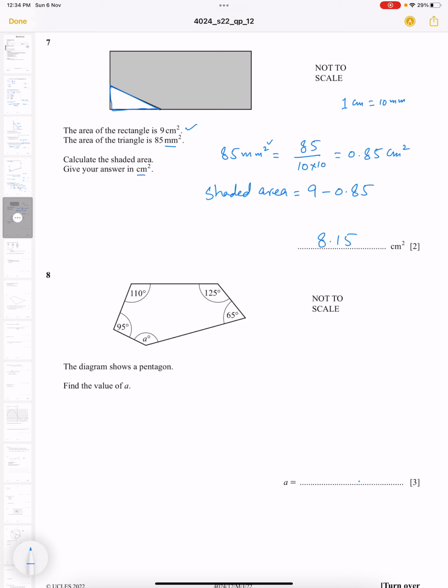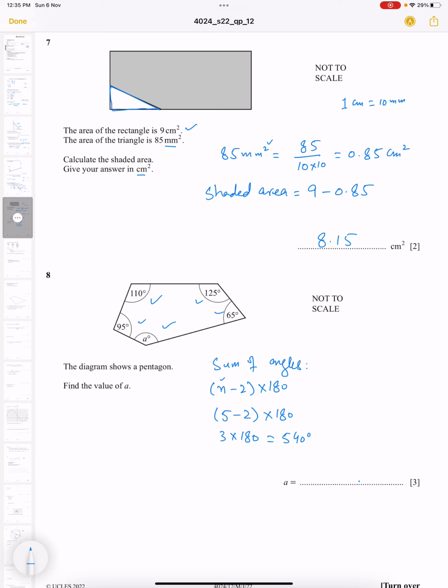Okay, next question. The diagram shows a pentagon. Find the value of A. As there are 5 angles clearly mentioned, first you need to know the sum of angles in a pentagon. The very famous rule for finding the sum of angles in any polygon is n minus 2 times 180. N means the number of sides or number of angles. Since the sides here are 5, that becomes 5 minus 2 times 180, or 3 multiplied by 180. This will give us 540 degrees. This is the sum of all of these angles.